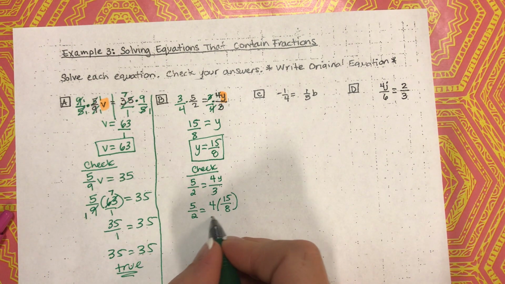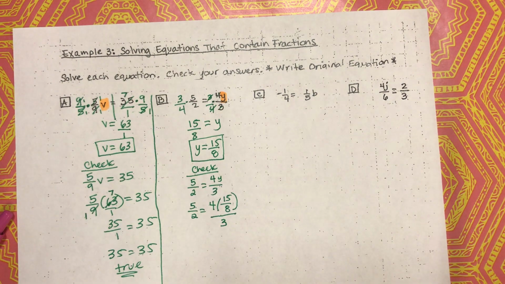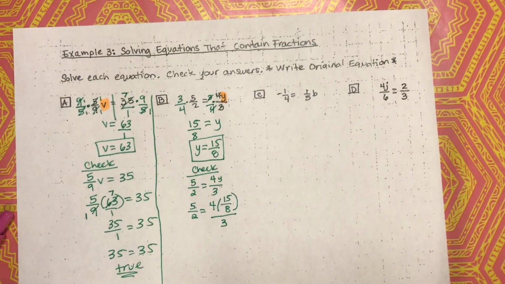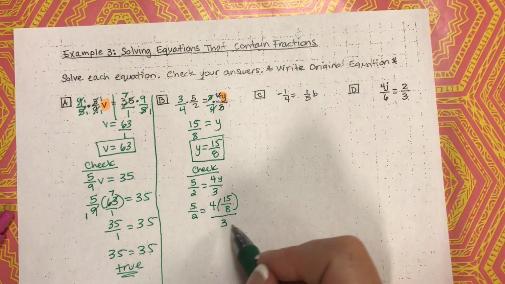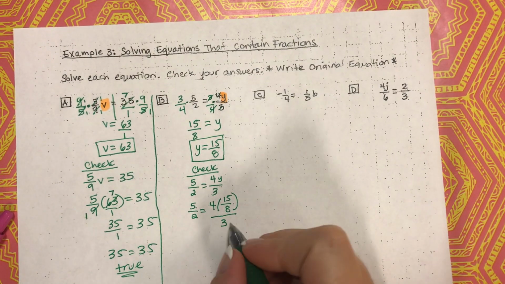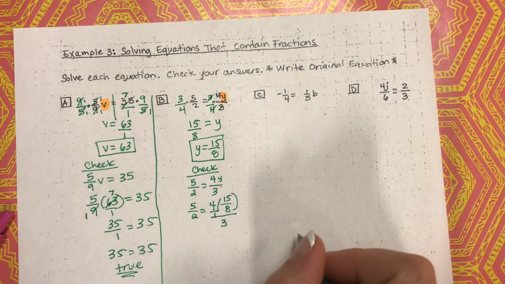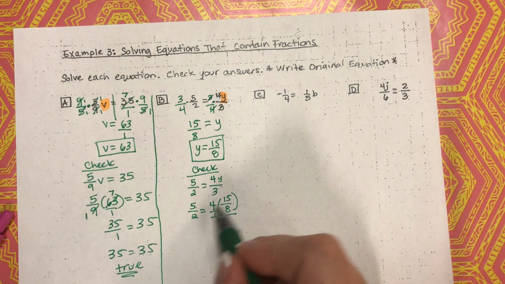For y, and then this is divided by 3. All right, so now we have a complex fraction here. That's okay, we're just going to do one thing at a time. We're just going to look at this top part. So I'm going to take this and go 4 over 1, and then we're going to look to cross cancel.